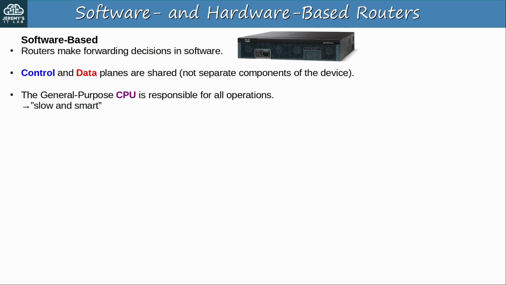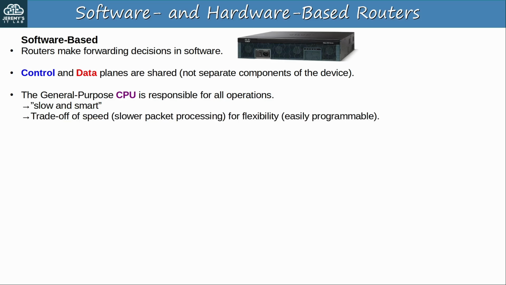I've seen the general-purpose CPU described as slow and smart. It can't process packets nearly as fast as ASICs designed specifically for that purpose, but it is easily programmable for a variety of purposes, hence the name general-purpose CPU. It offers a trade-off of speed, slower packet processing, for increased flexibility because it is easily programmable. These days, we want to avoid using the general-purpose CPU for forwarding packets whenever possible, because the performance is much worse. So, these routers are generally lower-end routers, compared to the other two types I'll introduce.